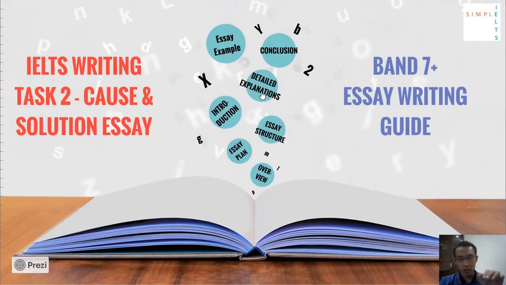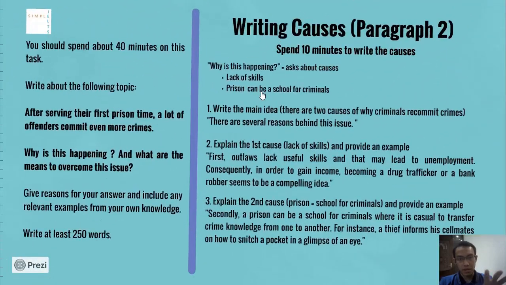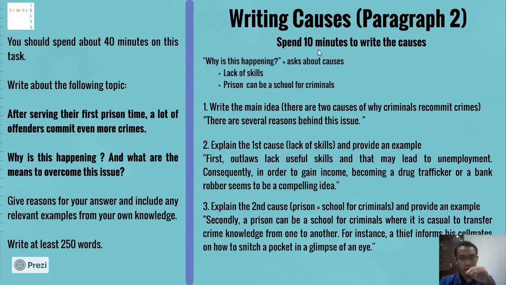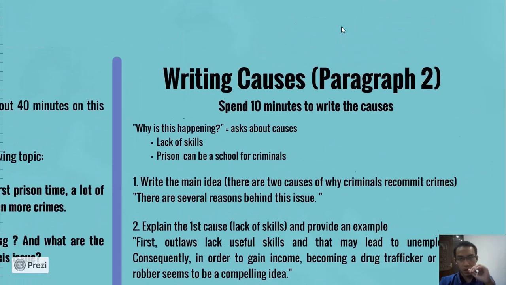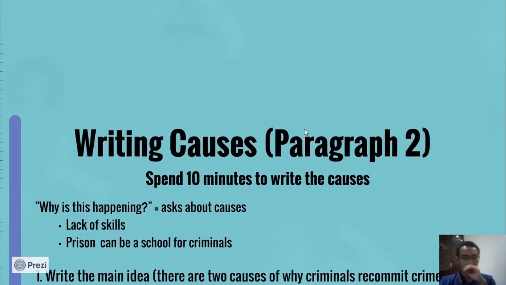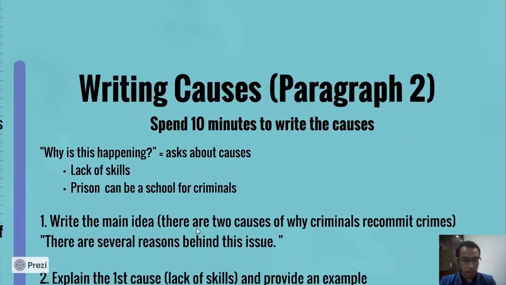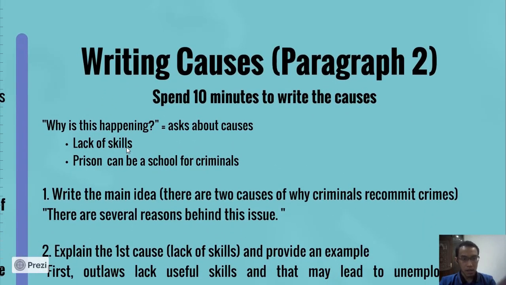And then move on to body or detailed explanations. And the first thing that we have to write down is causes, which is normally written in paragraph 2. About time, I would suggest you spend 10 minutes to do this because it's kind of long, so 10 minutes I believe is sufficient. Remember in the planning part previously that we have discussed, there are two causes, which are lack of skills and prison can be a school for criminals.